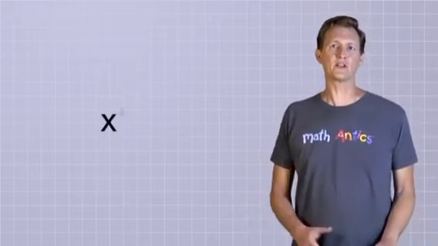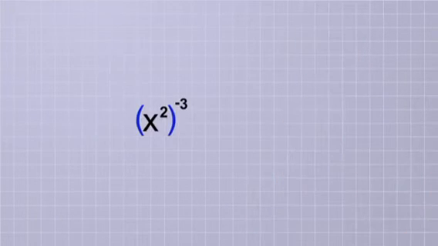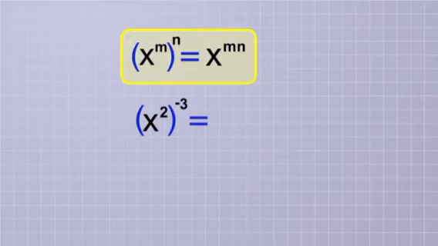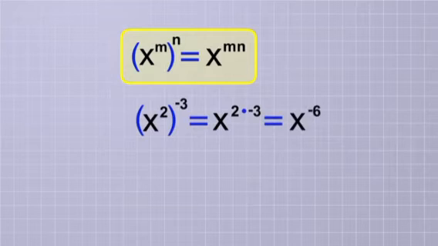Like what if we had x squared raised to the -3rd power? Well, our law tells us that that's the same as x to the power of 2 times -3, which is x to the -6th.